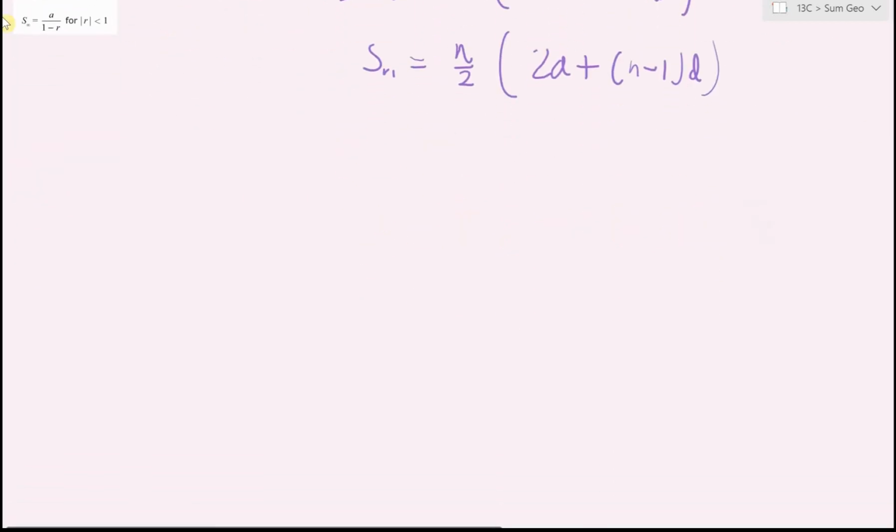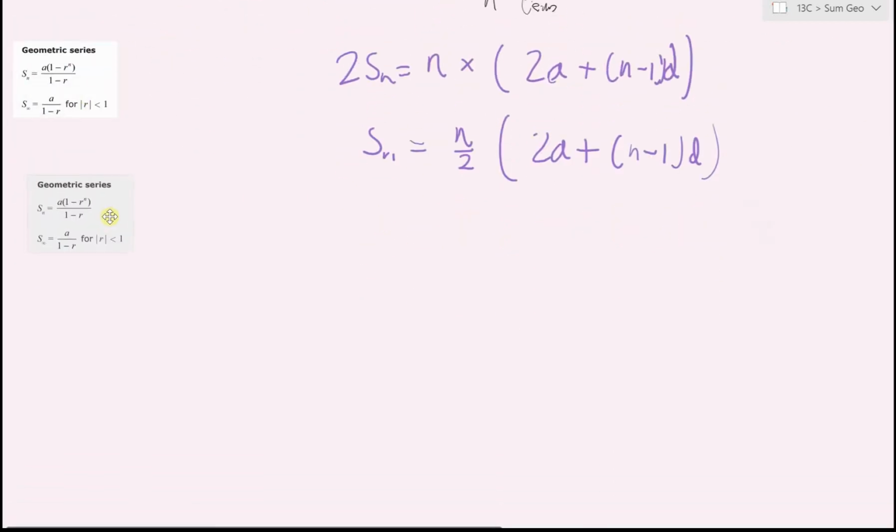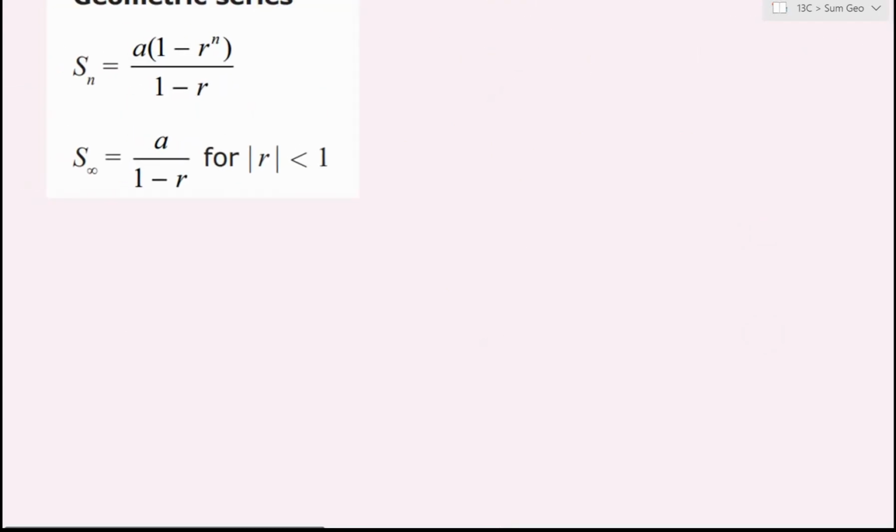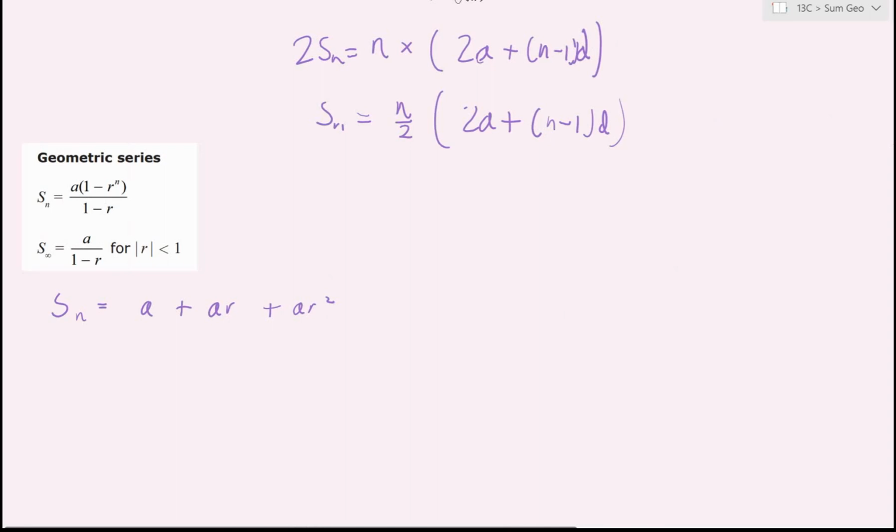What we're going to look at today, I'm going to prove first as well, is the same sum but for a geometric sequence. And we're going to start the exact same way. I'm going to list out my sequence. So it's a, ar, ar squared. Again, I'll do first 3 and last 3. I know my last term is going to be ar to the n minus 1. So before that it was ar to the n minus 2 and ar to the n minus 3.